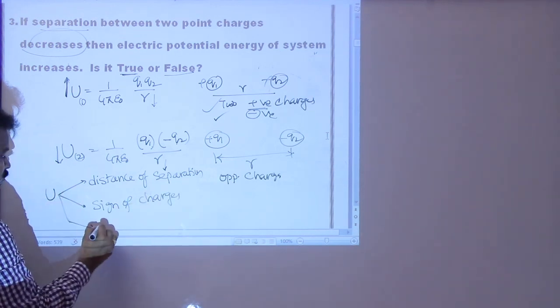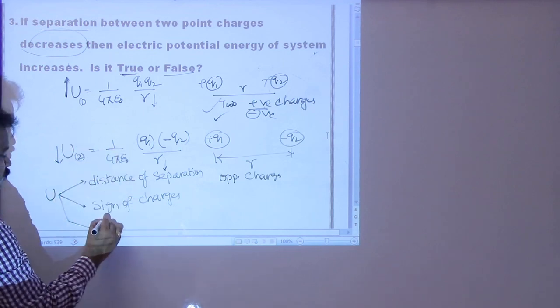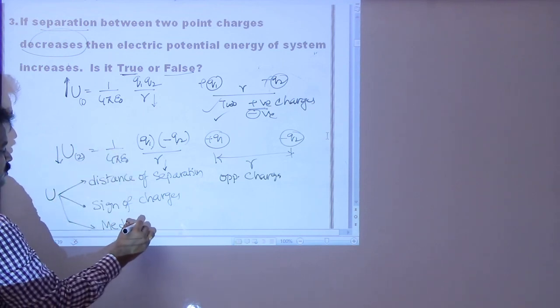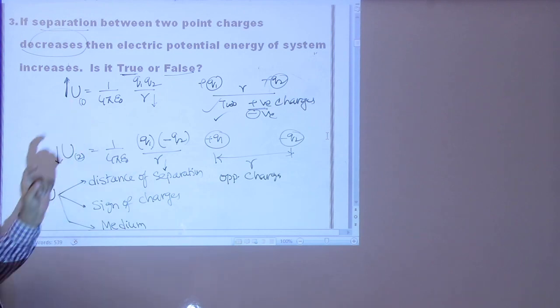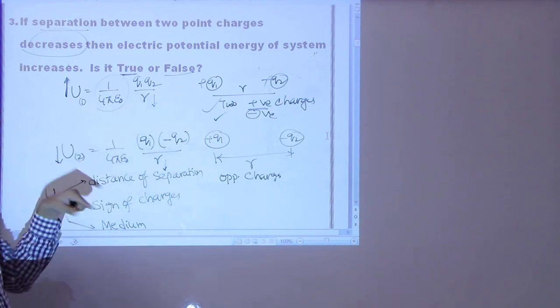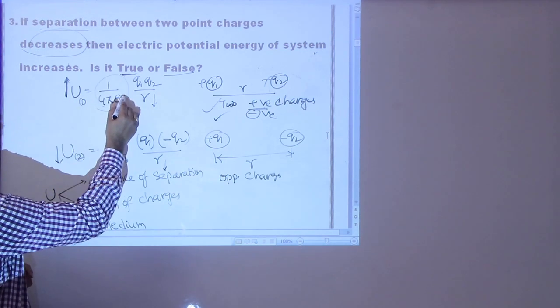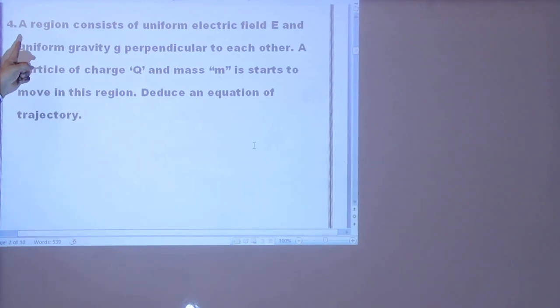And we need to write one more point also, which is the medium between the two charges, because whenever the medium changes, the potential energy between these two also changes. This is for air. For any other medium, it will become 1 by 4 pi epsilon naught k.